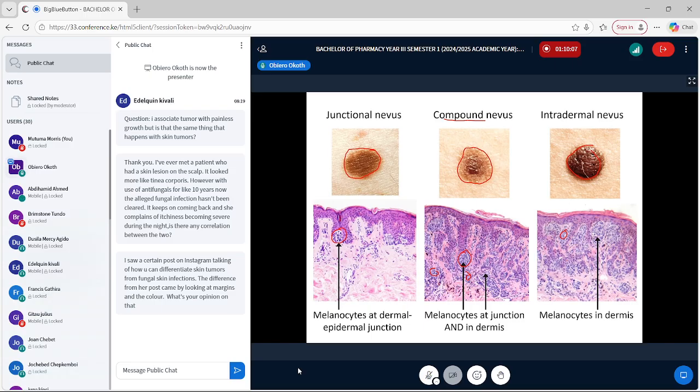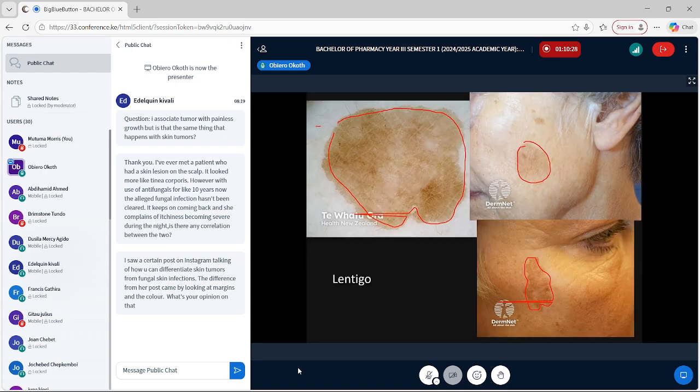You saw a post on Instagram on how you can differentiate skin tumors from fungal skin infections, by looking at the margins and the color. Kivali, I'm coming to that, but I don't think that's possible unless you're a super specialist with specialized cameras. This is from what's called dermoscopy. You magnify the area and look under the microscope so that you can see the margins very well.